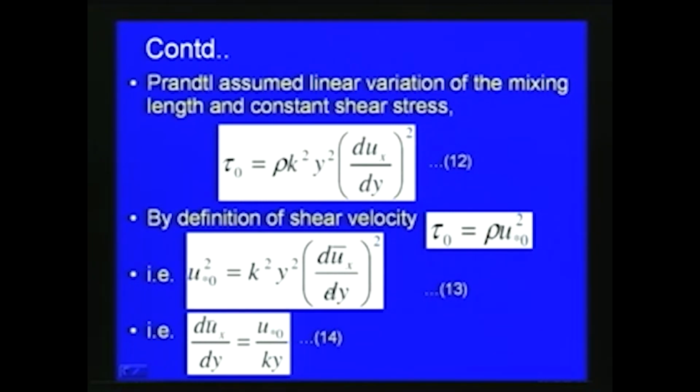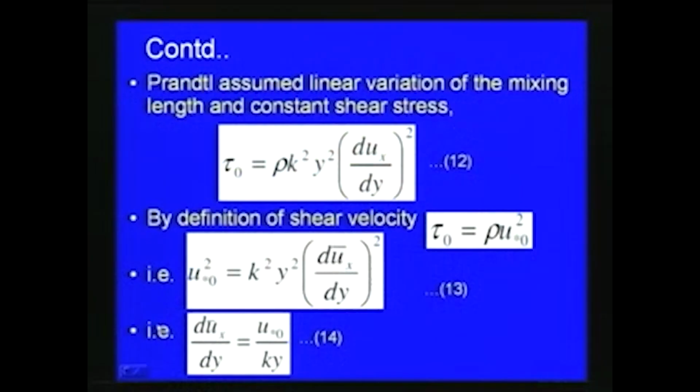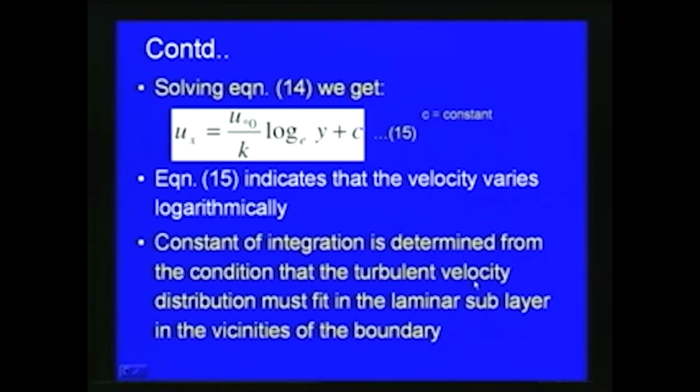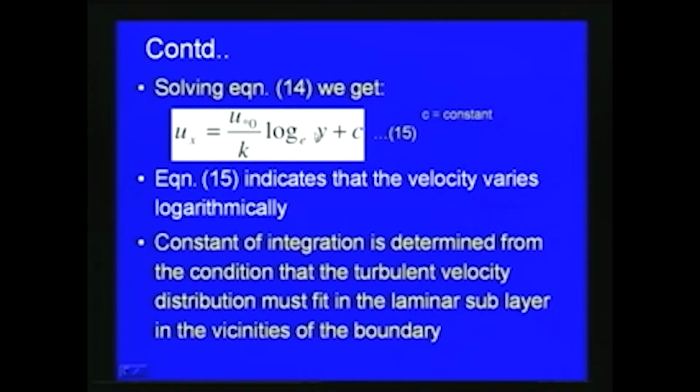Now our aim is to get an expression for the velocity variation. We are using Prandtl's as well as Karman's approach, and we got a relation for the variation of the velocity with respect to y: d u x bar by dy is equal to u star o by kappa y, as in equation number 14. Now we can solve this equation to get a solution for the velocity. So we can write u x is equal to u star o by kappa into log E y plus c.